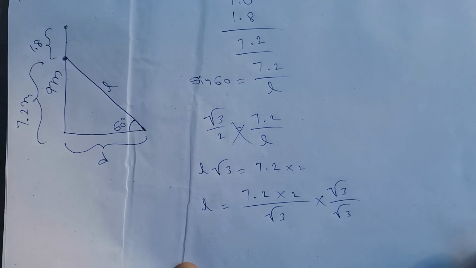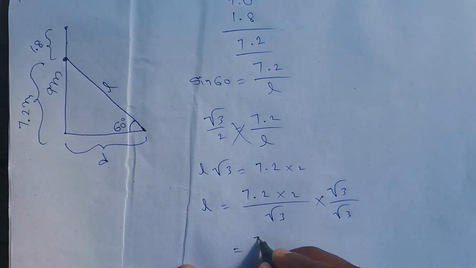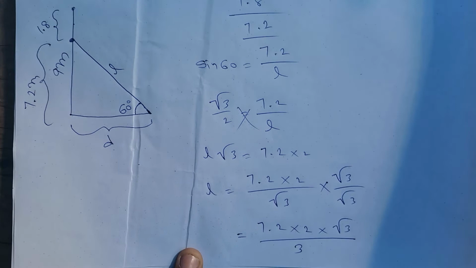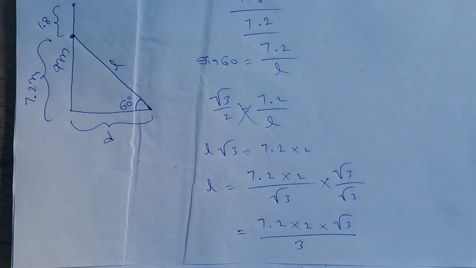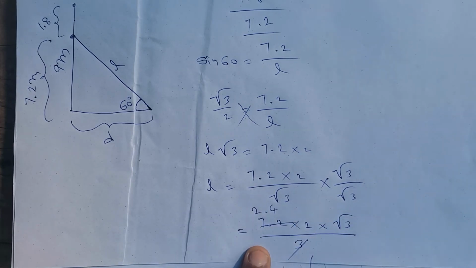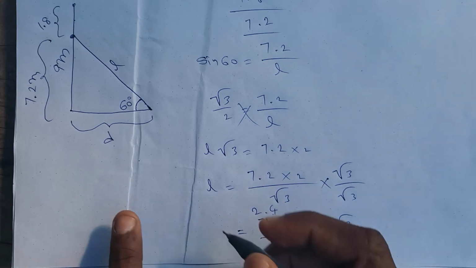So we will get 7.2 into 2 into root 3 whole divided by root 3 into root 3. It is 3. So now in the 3 table, where we will get 7.2? 3 2s are 6, 4. So 2.4. 2.4 into 2, 4.8. 4.8 into root 3.